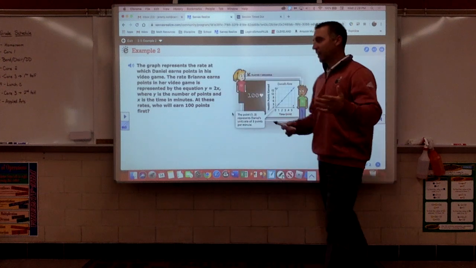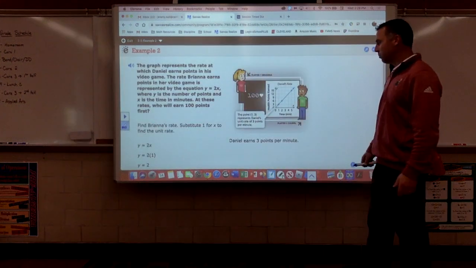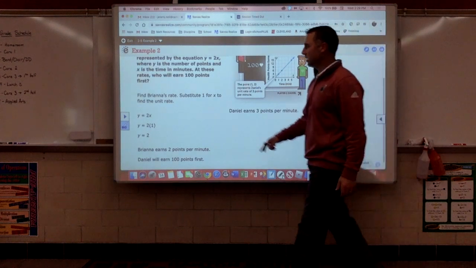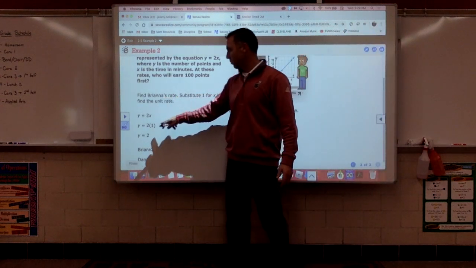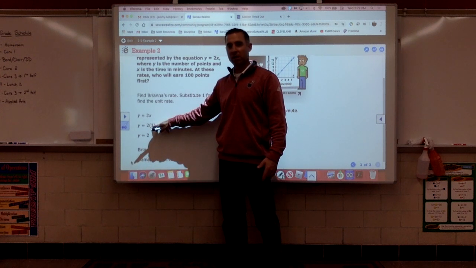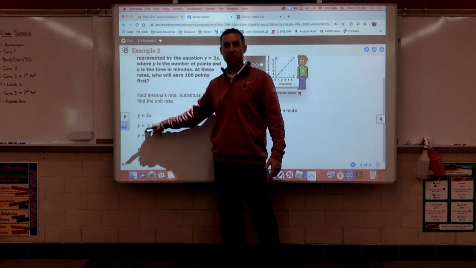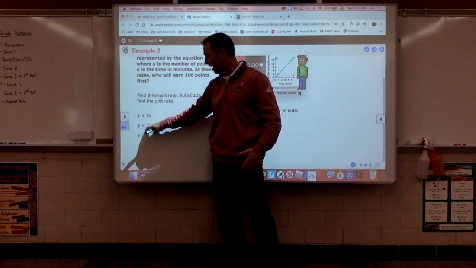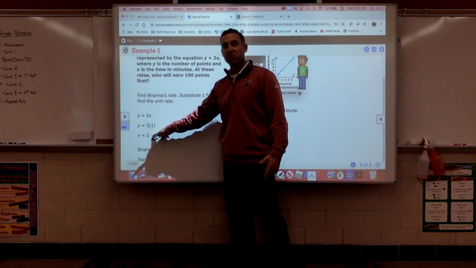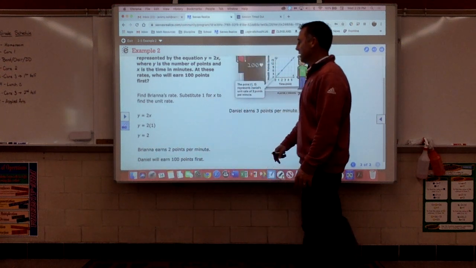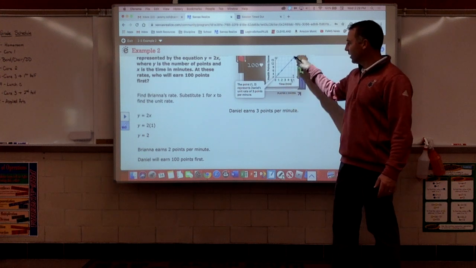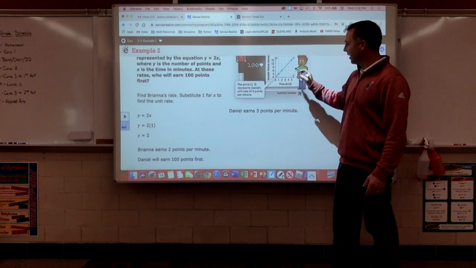Pretty easy. Let's find a unit rate. Let's see who's earning points faster. Once again, to find Brianna's unit rate, we can substitute 1 in for the x value, or we can just look at the coefficient of that equation. That's called our constant of proportionality, our unit rate. Brianna is earning 2 points per minute.